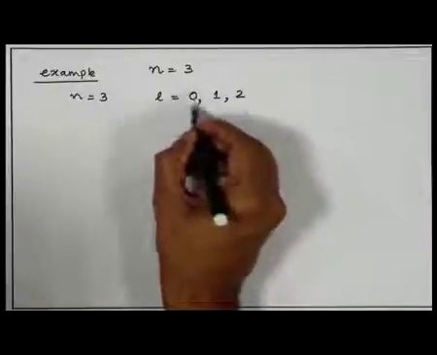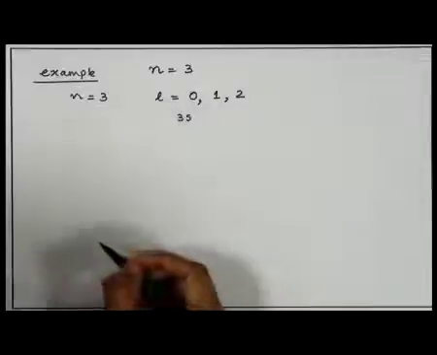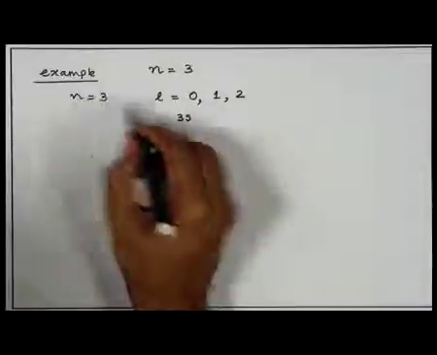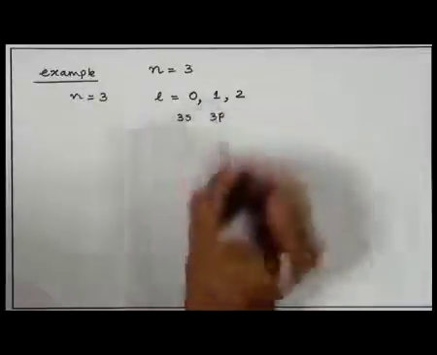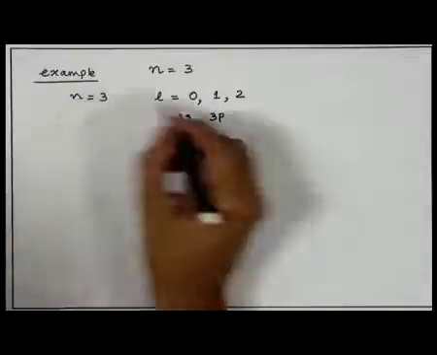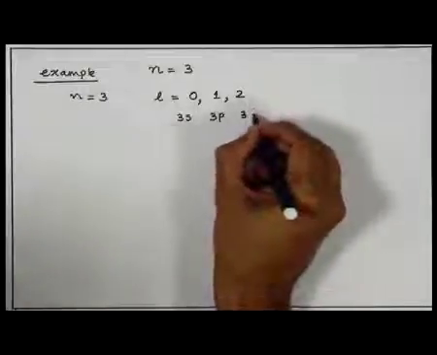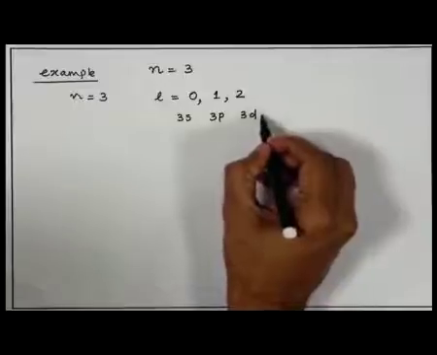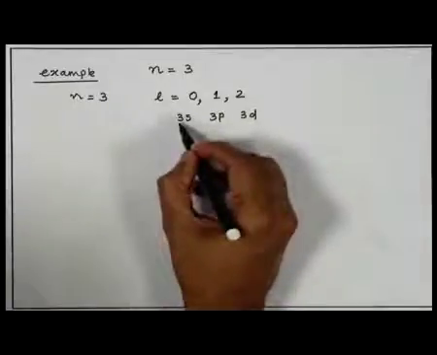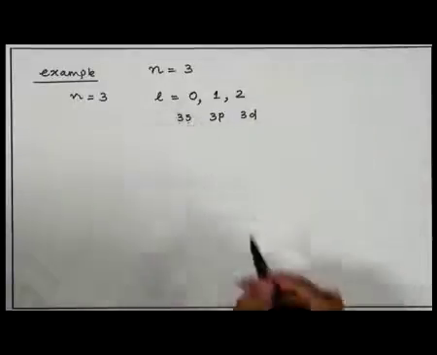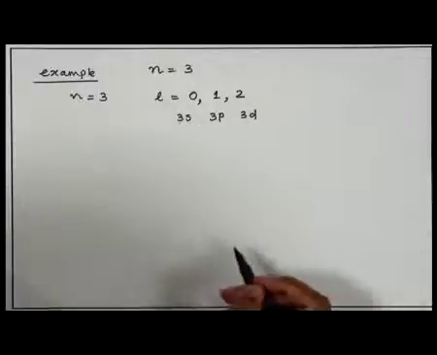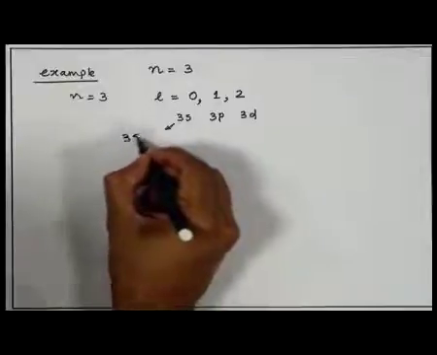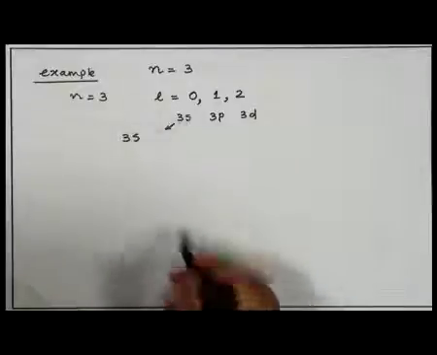When L is 0, what do we call it? We call it 3s. And when L is 1 and n is 3, we call it 3p. When n is 3 and L is 2, we call it 3d. So, this orbital notation identifies the principal quantum number and azimuthal quantum number, but we know that is not the end of the story. 3s has only one possible orientation because it is an s orbital.